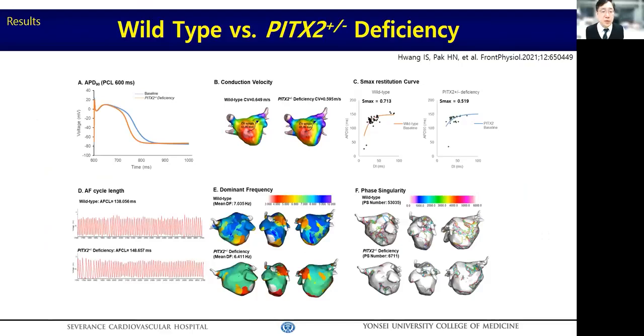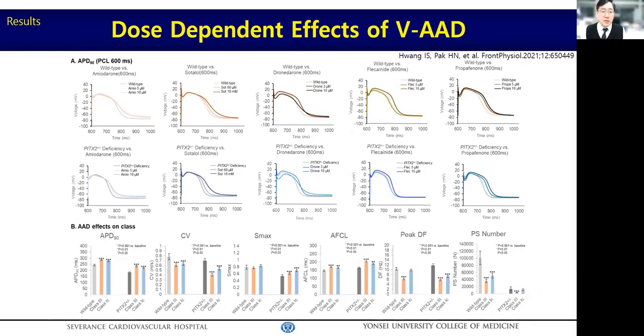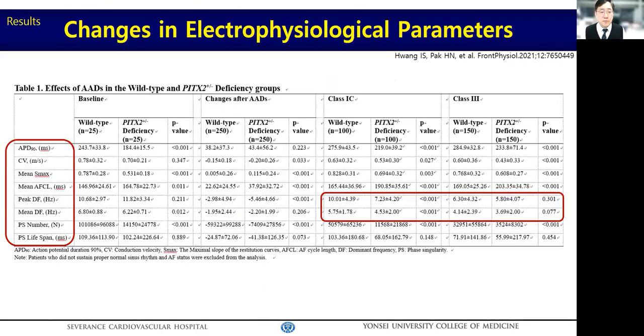This is a result. We applied ion current condition of a PITX2 deficient condition, and compared to wild type, action potential duration was shorter, and Smax curve was flatter, and AF cycle length was longer, and phase singularity number was lower at PITX2 deficient condition. These electrophysiological changes were dose-dependent in all 5 different antiarrhythmic drugs: amiodarone, sotalol, dronedarone, flecainide, and propafenone.